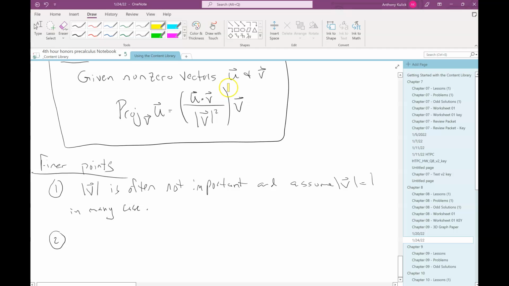Because if we look at this portion here, the dot product of u and v divided by the magnitude of v squared, the dot product of u and v is just a real number, and the magnitude of a vector is just a real number. So really, what is this projection? It's just a scalar multiplication, right? It's essentially scaling vector v so that it represents the component of u that's still in the same direction as v.